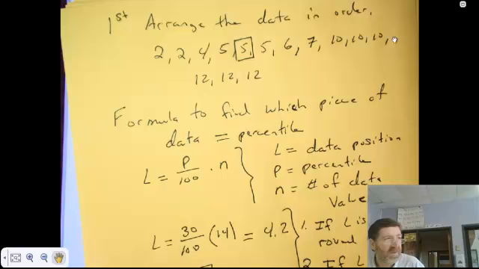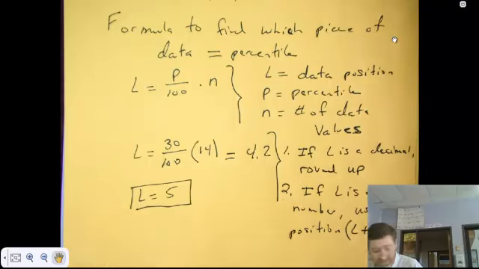Now, this data has really not a whole lot of significance, right? Because we're looking just at the month of your birthday. But it's just some data we could collect to do that. Okay, so 30th percentile, and our data here is 5.